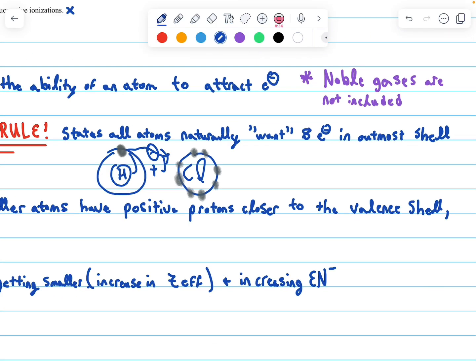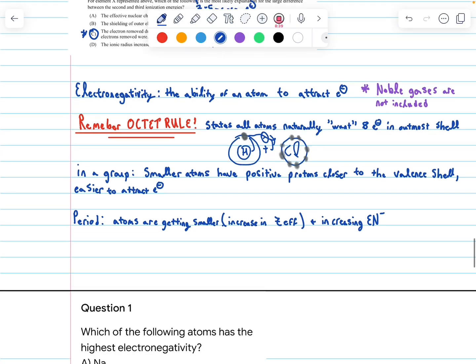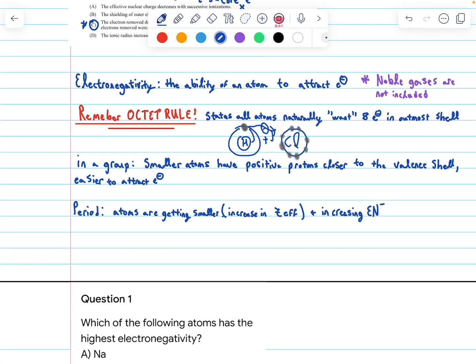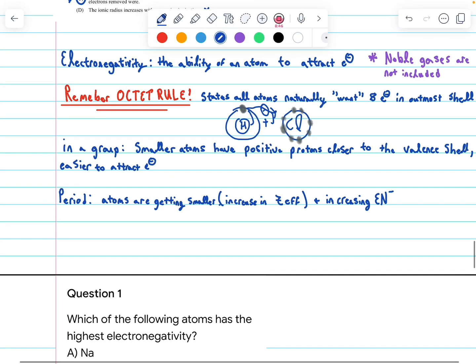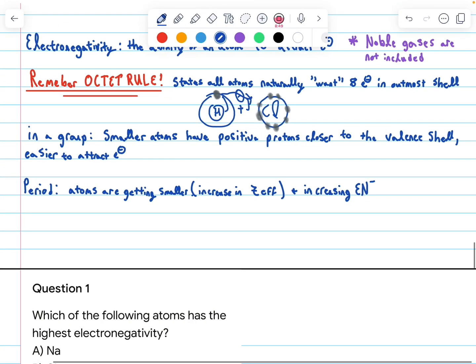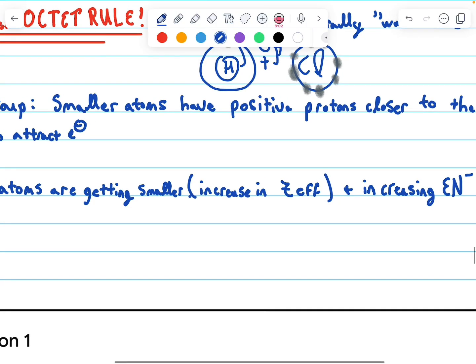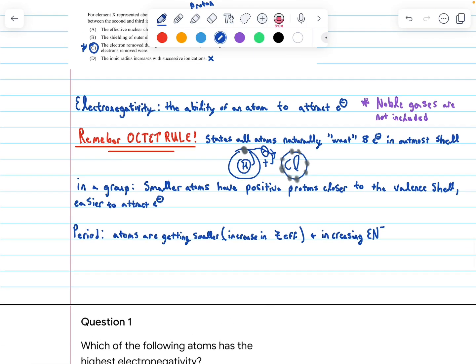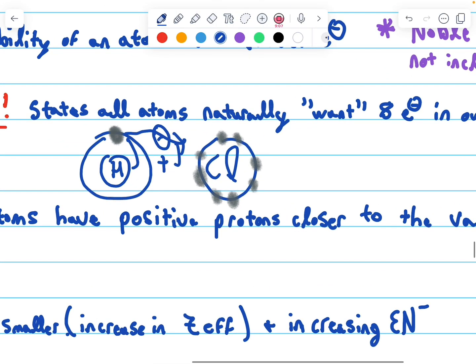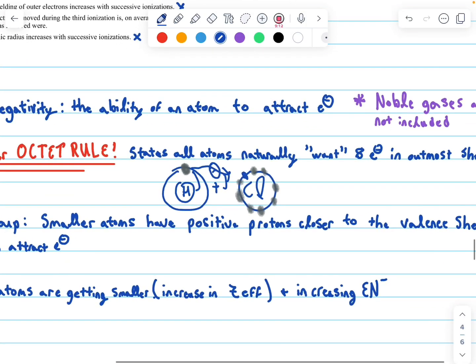And then as we go across a period, atoms are getting smaller, so we have an increase in effective nuclear charge and increasing electronegativity. As we go left to right, we add more positive protons, which are pulling these electrons closer and making it so that these electrons feel a lot more of a pull over here, inducing bonds. This would be inducing a strong polar covalent bond.